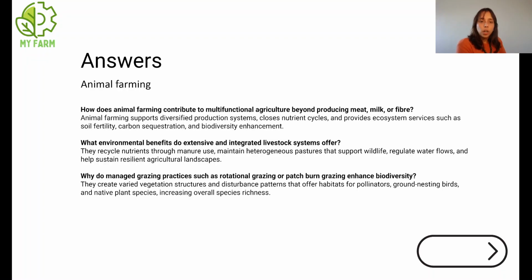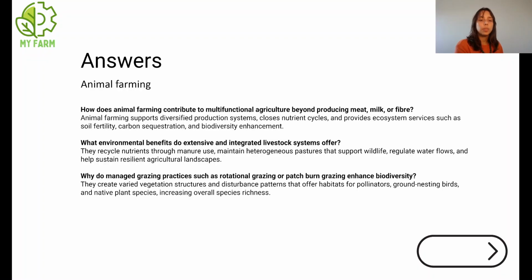How does animal farming contribute to multifunctional agriculture? Well, it does because it supports diversified production systems, closes nutrient cycles, and provides ecosystem services. Then, what environmental benefits do extensive and integrated livestock systems offer? They recycle nutrients through manure use, maintain heterogeneous pasture, regulate water flows, and help sustain resilient agricultural landscapes.